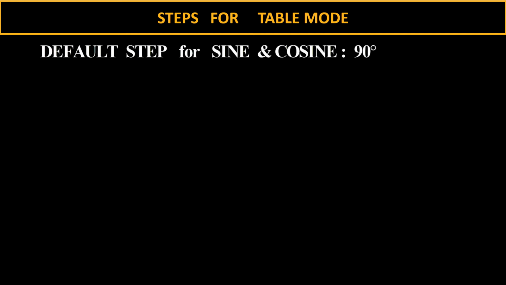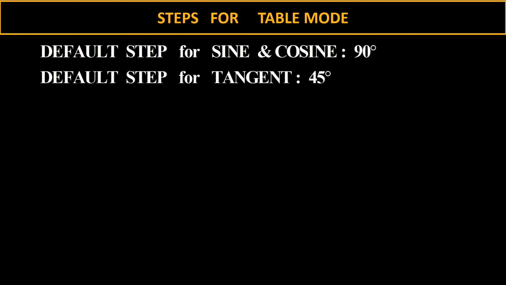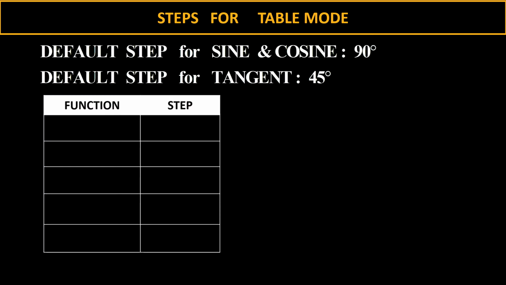So let's look at the table mode. The start and end values are always given. It's just the steps that you need to determine yourself. So for sine and cosine, the default step value is 90 degrees, and the default for tangent is 45. So if I have sin x, cos x, it will be 90. If I have tan x, it will be 45. So let's just see there. If I have sin(x plus a), that's just the x, so the steps will just remain as 90. The a doesn't affect it.